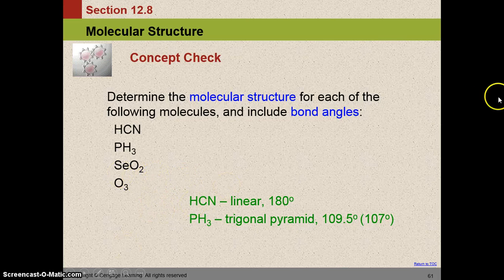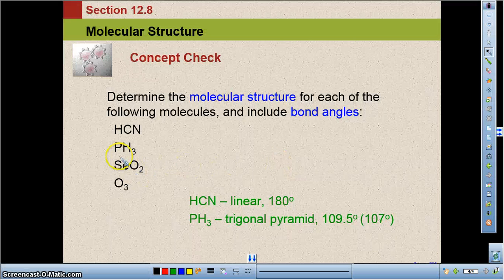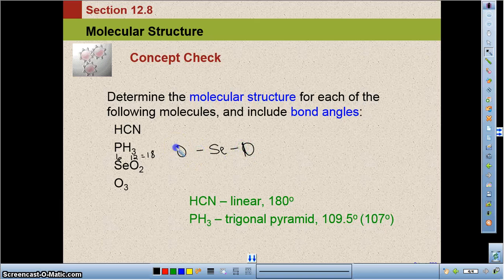Let's look at selenium dioxide. Selenium has 6 in its outer shell. Oxygen also has 6 for a total of 12, so I have 18 electrons. So start with my Lewis dot structure. There are 2 oxygens and 1 selenium, so I'm going to put selenium in the middle of the 2 oxygens. Let's go ahead and fill the octet rule and see where we're at with the number of electrons. So 2, 4, 6, 8, 2, 4, 6, 8, 2, 4, 6, 8. We have 18 total, 2, 4, 6, 8, 10, 12, 14, 16, 18, 20.